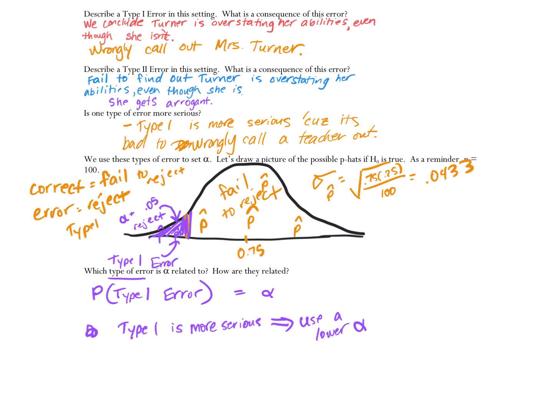Okay. Big idea. If a type 1 error is more serious, you want to reject less frequently. So you want the boundary for rejection to be a smaller number because you want to reject less frequently. Is this okay?